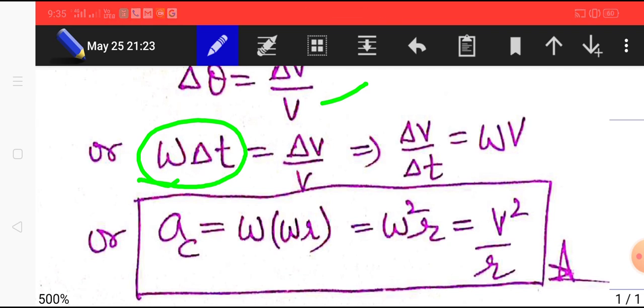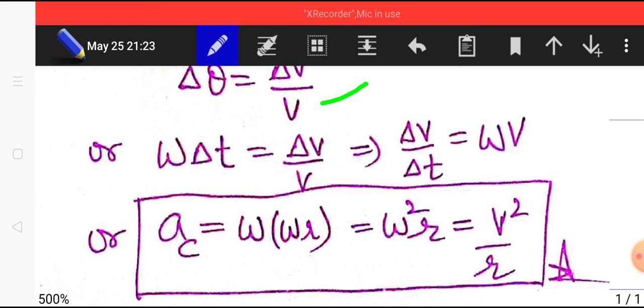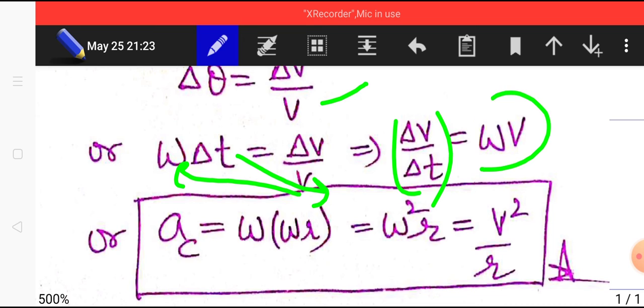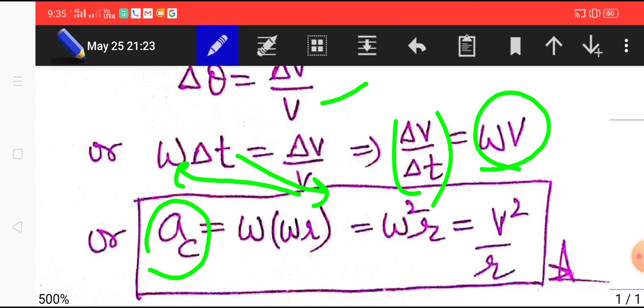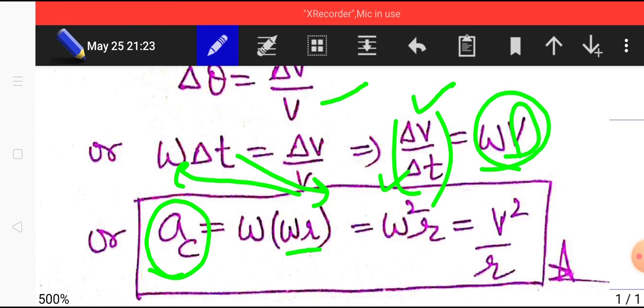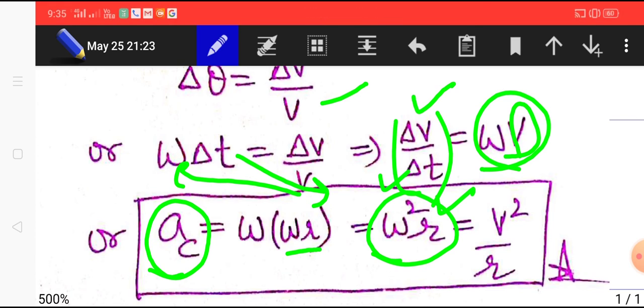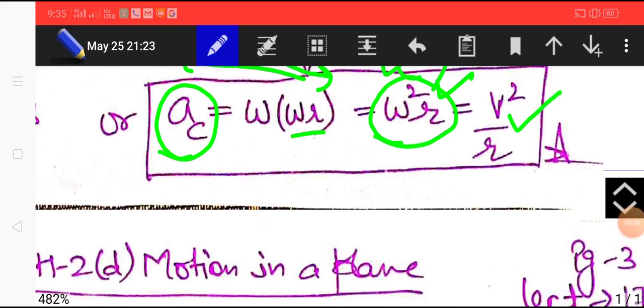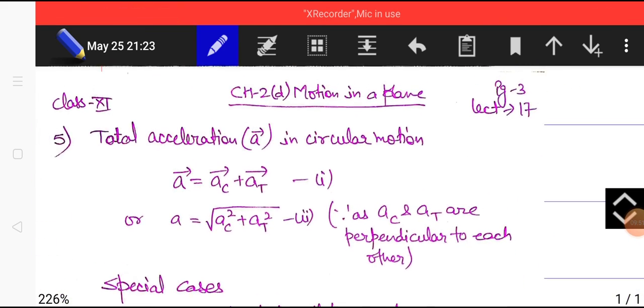Moving v to the left-hand side and delta t to the right-hand side, it becomes delta v by delta t is equal to omega v, and delta v by delta t is nothing but centripetal acceleration, change in velocity by time taken. In place of v I can write omega r, so it becomes omega square r. And if I write v by r in place of omega, then it becomes v square by r. So these two formulae are for centripetal acceleration.